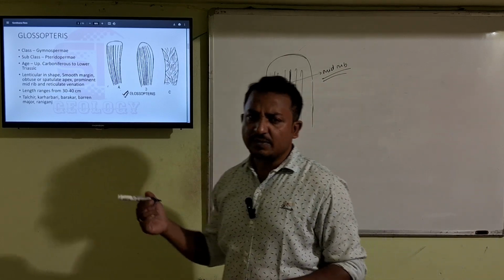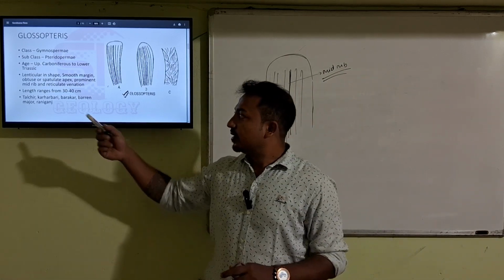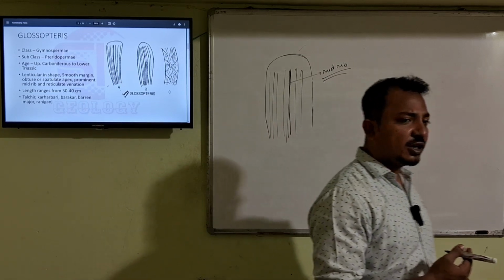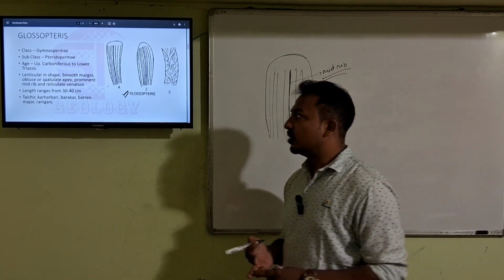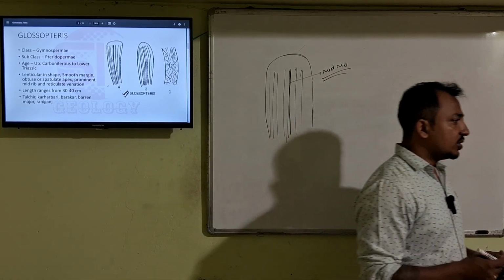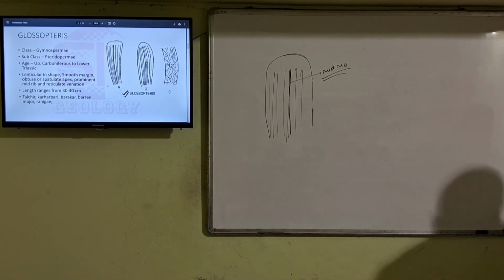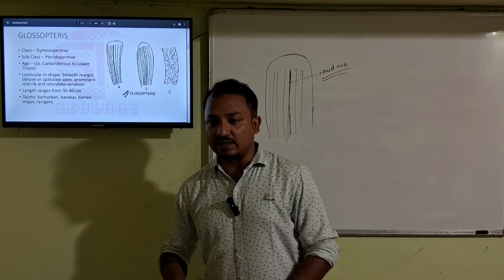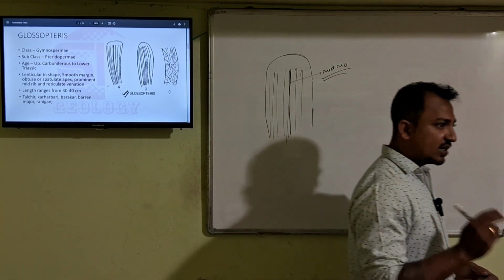Length is 30 to 40 centimeter. It is not required. Then in lower Gondwana, you'll find it in Talchir, Karharbari, Barakar, Barren Measures, and Raniganj. Those all belong to lower Gondwana. So this is your Glossopteris. As it is in lower Gondwana, you'll find it from lower-upper Carboniferous to lower Triassic. That is the range of lower Gondwana.